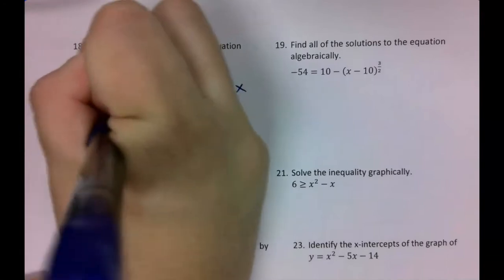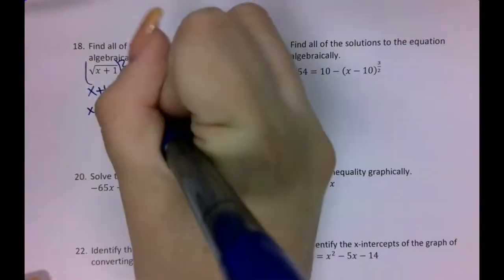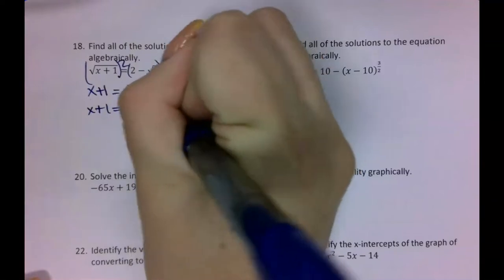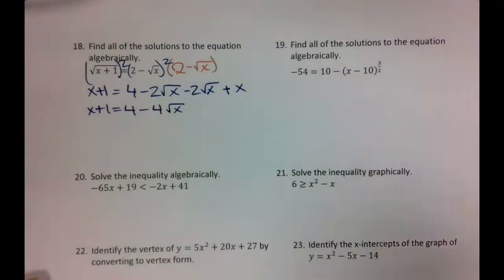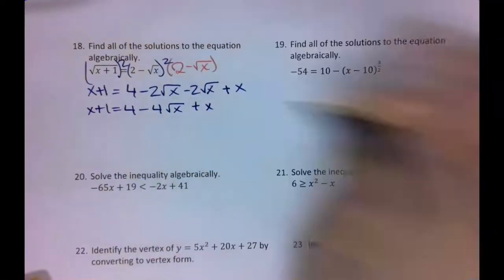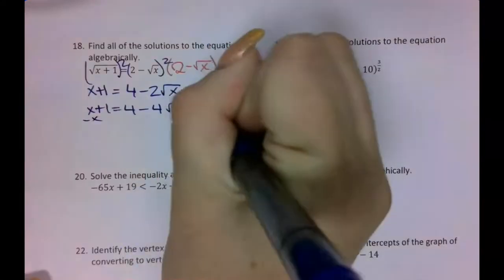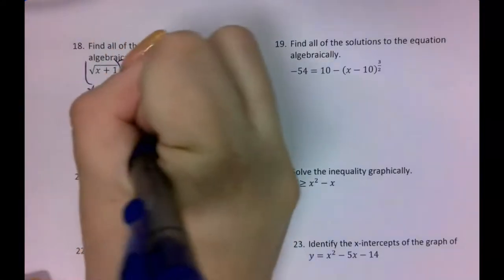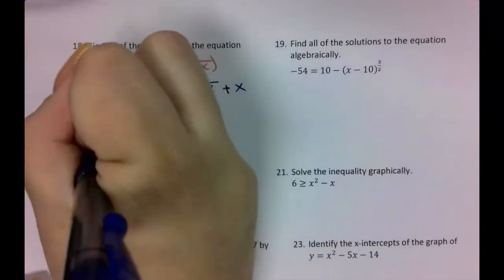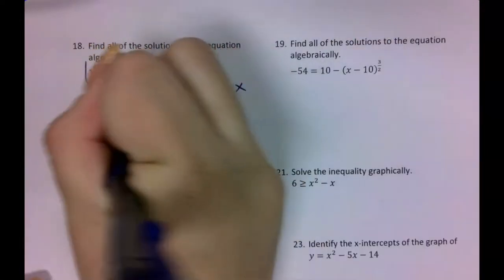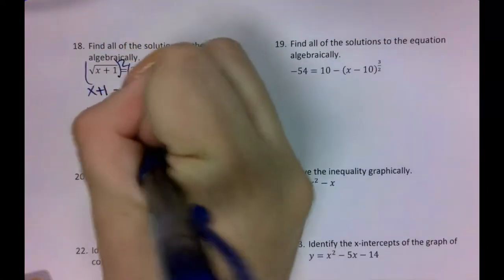Then I want to combine like terms. So I have x plus 1 equals 4 minus 4 radical x, because I can add those two negative 2's out front together, plus x. Then I want to subtract x on both sides and subtract this 4 out front on both sides. Leaves me with negative 3 on the left equals negative 4 square root of x.